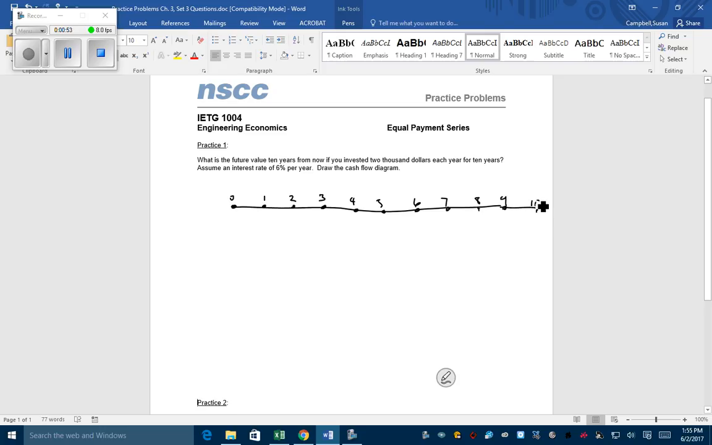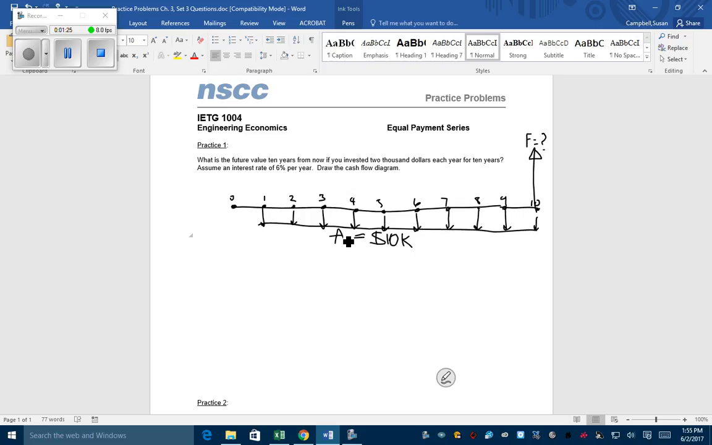And I want to find out what is the future value in 10 years' time of an investment of $10,000 each year for 10 years. Because this is an equivalent payment, I'm going to draw a line underneath them and say that is all $10,000. And as we talked about in class, your equal payment is typically represented as an A.